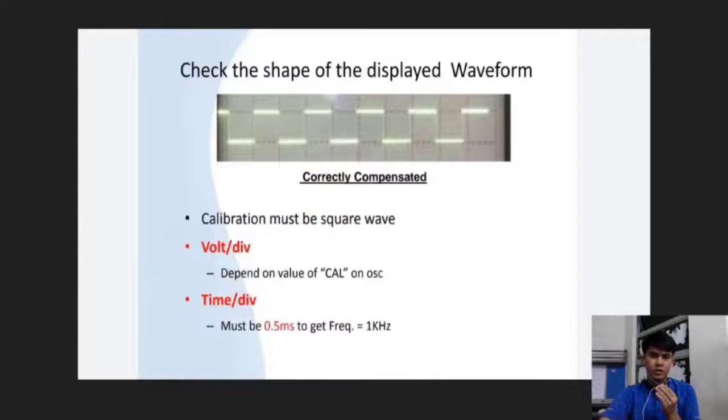After making the connection for calibrating the oscilloscope, check the shape of the displayed waveform. The calibration waveform must be a square wave, just like the picture that is correctly compensated. Volts per division depends on the value of CL on the oscilloscope. The time per division must be 0.5 millisecond to get a frequency equal to 1 kilohertz.